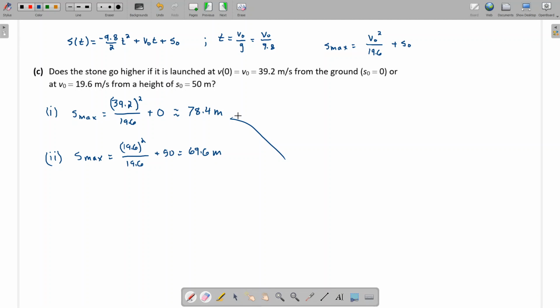So we can see that this was going to go higher. You can have an initial height of 0, but with the initial velocity being twice as much as this, it will still go higher.